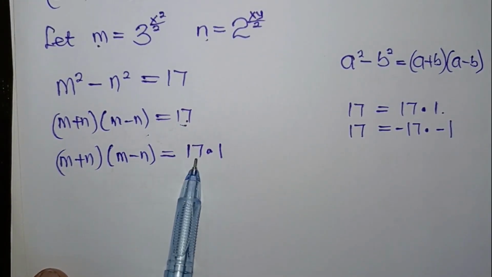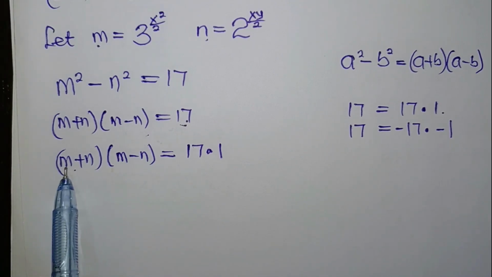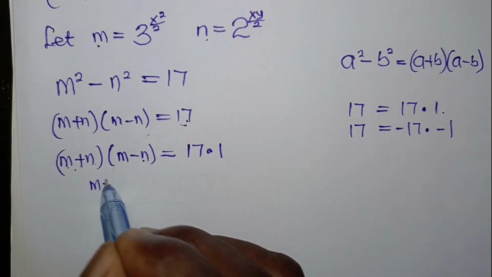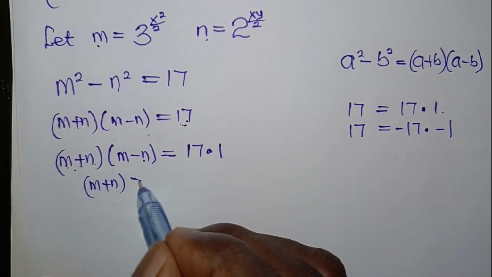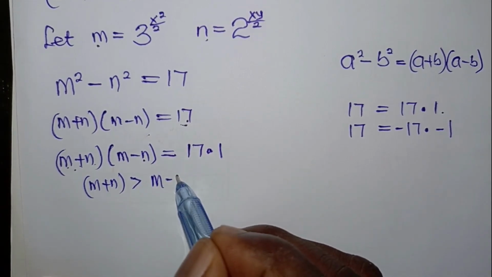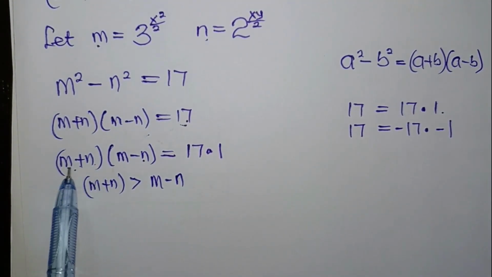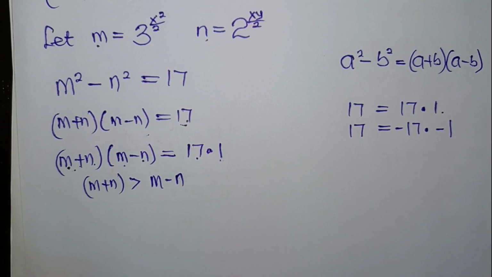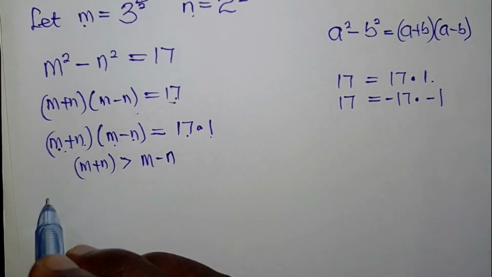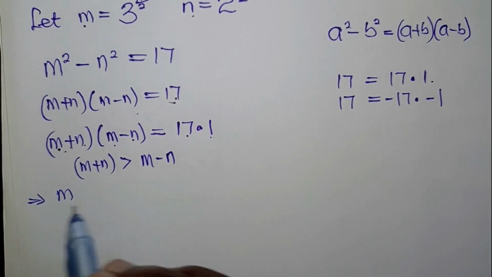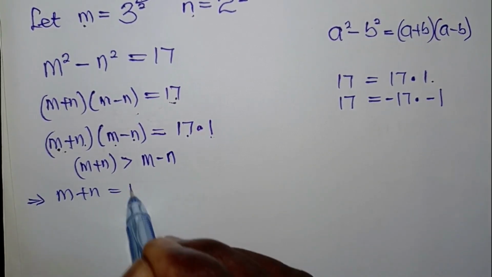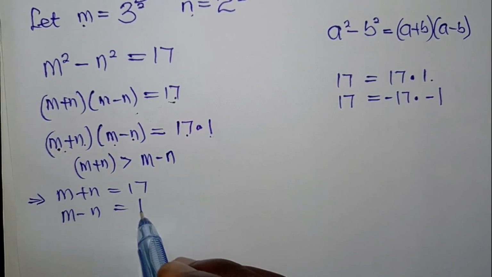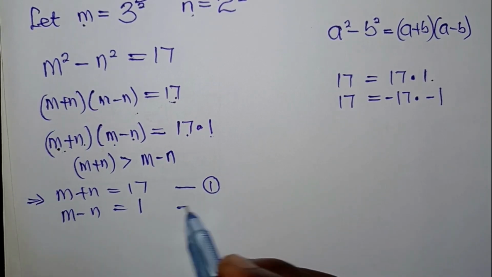Yes, we are writing the first 17 here because we have seen that m plus n will be greater than m minus n. So let's write that relation. We have m plus n is greater than m minus n. Given that condition, it means that m plus n will give us 17 and m minus n will give us 1. So let's say this implies m plus n equals 17 and m minus n equals 1. Let's call this equation 1 and here equation 2.